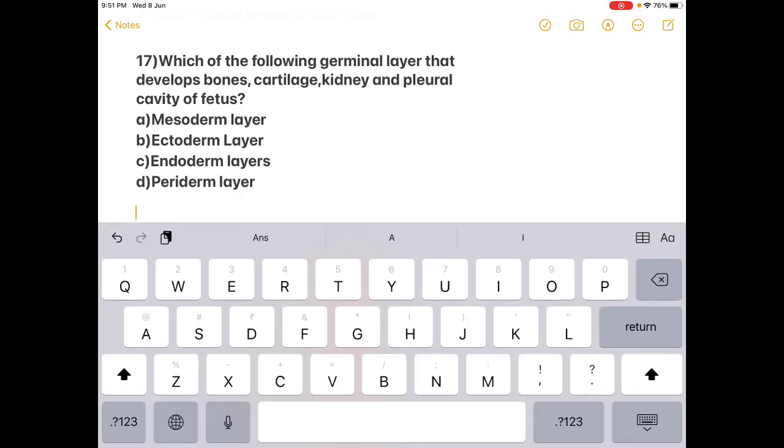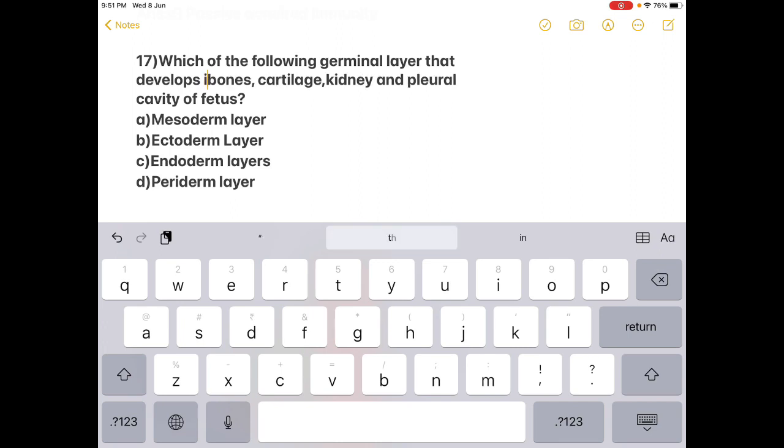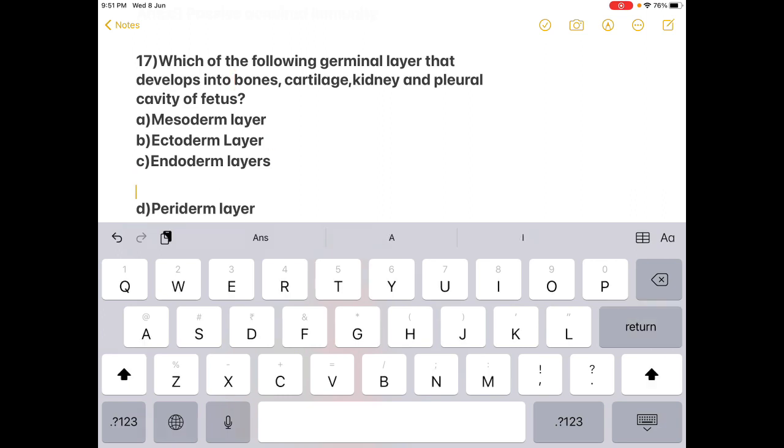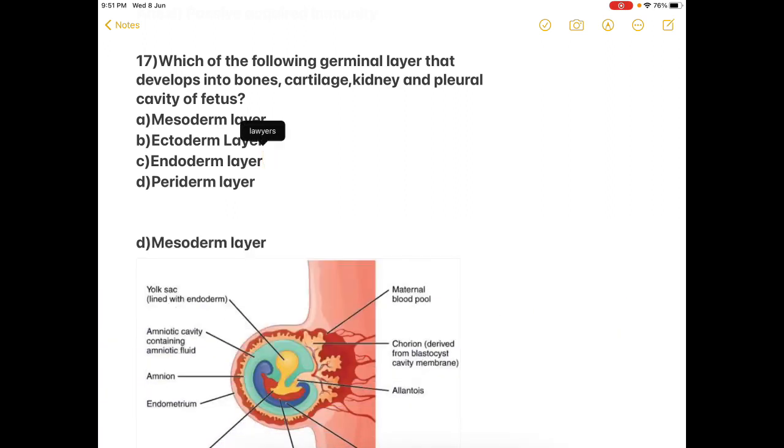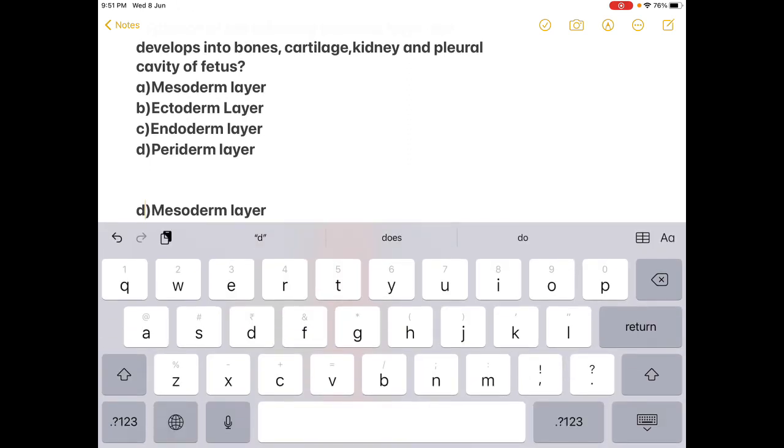This is an interesting question. Which of the following germinal layers develops into bones, cartilage, kidney and pleural cavity of the fetus? Option A mesoderm layer, option B ectoderm layer, option C endoderm layer, and option D is the periderm layer. The correct answer here is A, mesoderm layer.